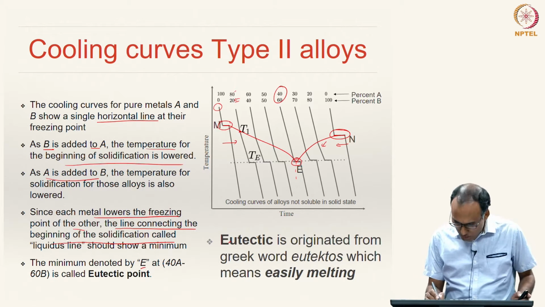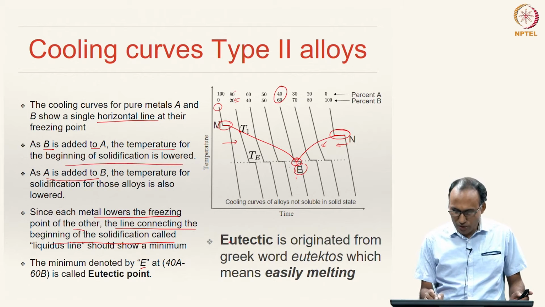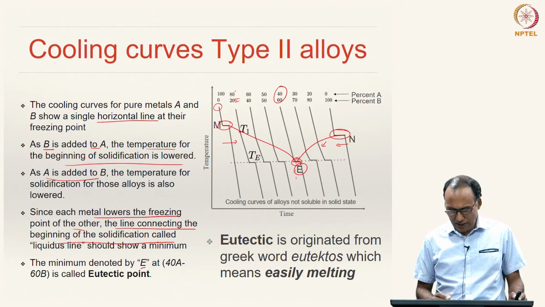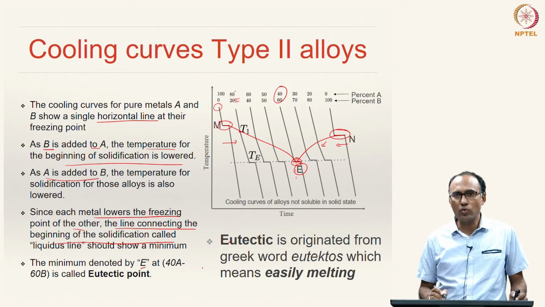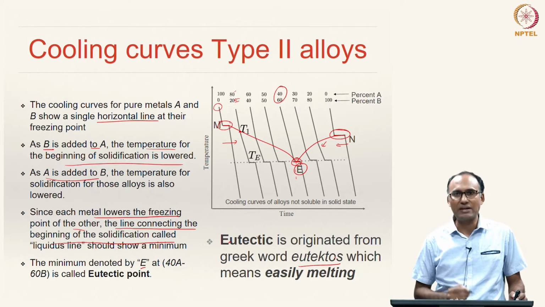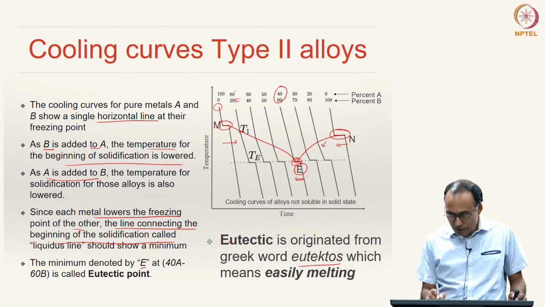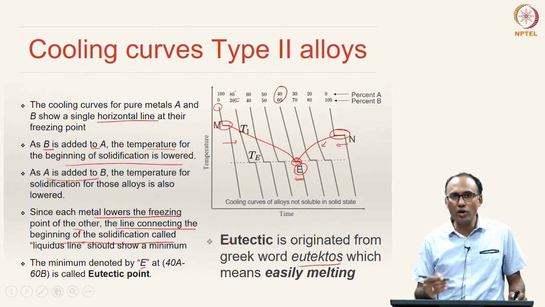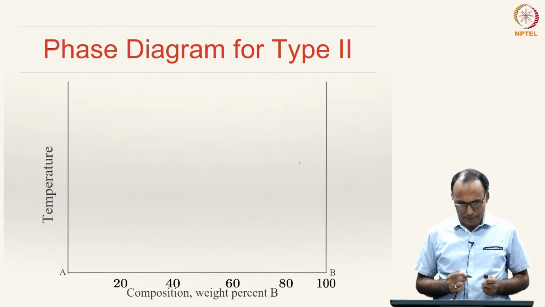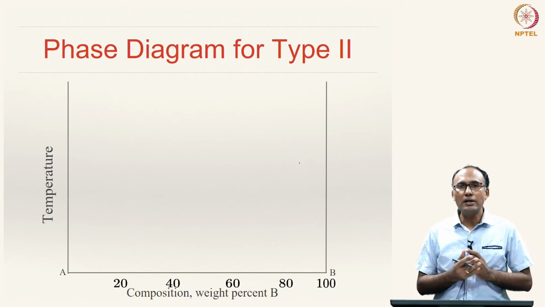So, the composition that corresponds to that is called the eutectic composition, and the temperature at which the solidification happens is the eutectic temperature. What do you mean by eutectic? Eutectic is a Greek word. It originated from the Greek word eutectos, which means easily melting. As you can clearly see here, this is the alloy that has the lowest melting point, and hence it is called a eutectic alloy. This is something that we see in type 2 alloys.